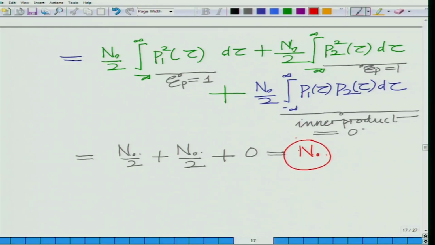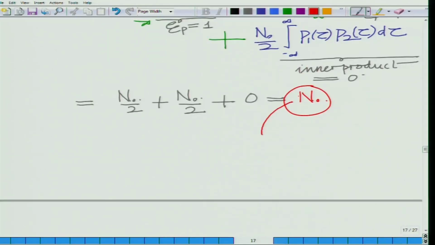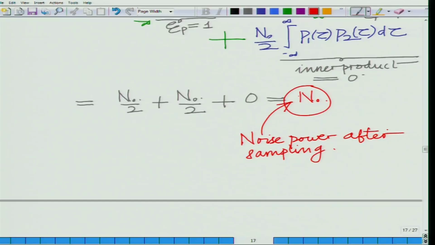So, this is the noise power at the output after sampling. Previously, we always had noise power n naught by 2, but now the noise power after sampling equals n naught. Observe that this is slightly different from amplitude shift keying and binary phase shift keying, where the noise power after matched filtering and sampling was n naught by 2. Now, we have noise power n naught.